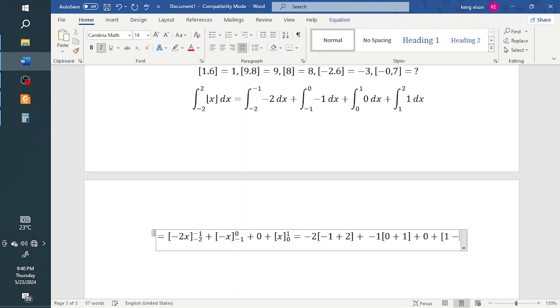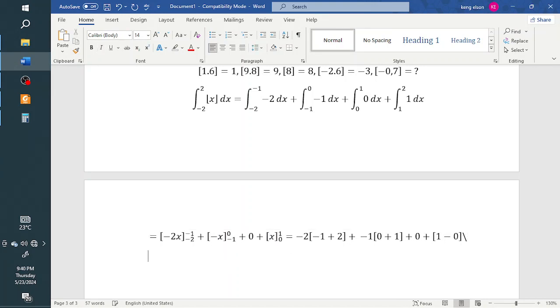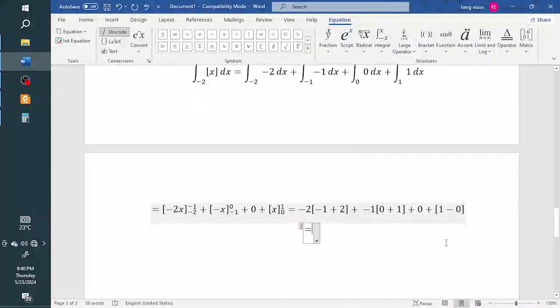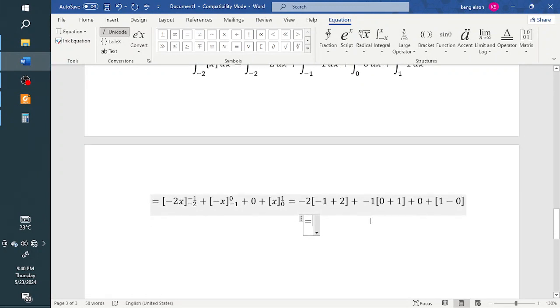Then we add, here we have to take 1 minus 0. Okay, 1 minus 0. I'm taking my time to explain because this subject is very bizarre, we want to have more A grades this year.